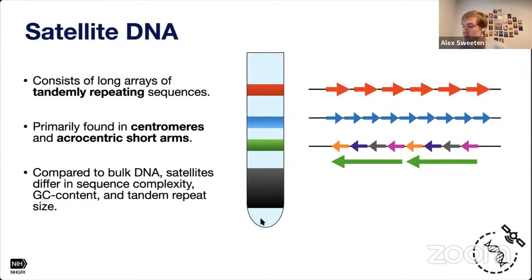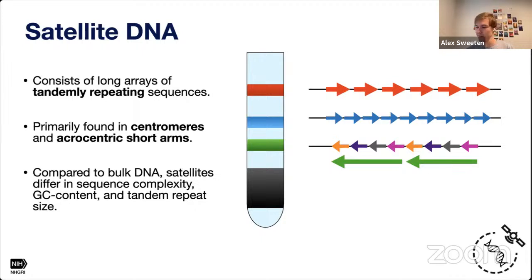called satellite DNA is because back when you would do buoyant density centrifugation, I'm showcasing it here in this little cartoon test tube, you would get separate satellite bands compared to bulk DNA, where the bulk DNA is in black, and then the satellites are these little colored bands here. And this is due to the fact that satellite DNA has a very repetitive structure and different GC content that makes it appear differently in this situation.